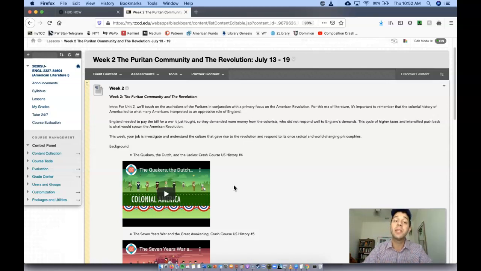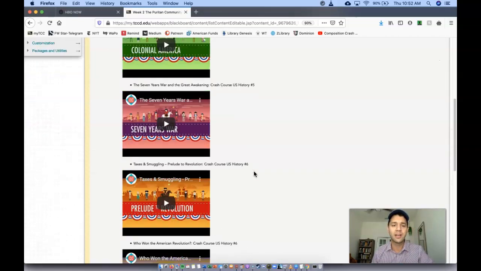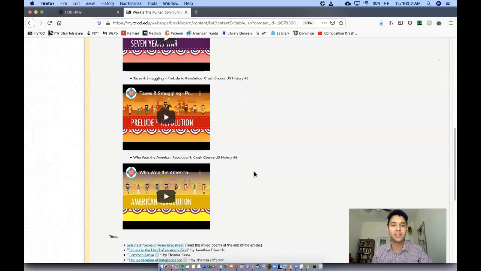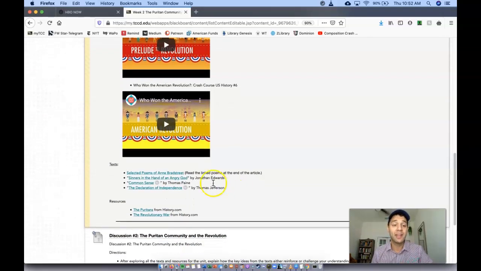So your job this week is to investigate and understand this culture that gave rise to the revolution and respond to once radical and world-changing philosophies. And you'll see along these ideas of the Enlightenment and reason that are starting to occur here, along with these particular values. And you're going to see that within the text.